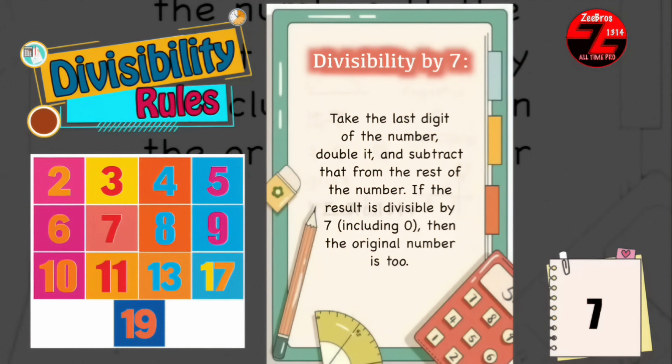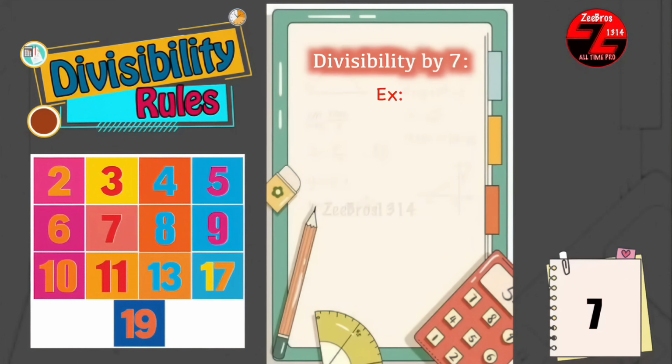Take the last digit of the number, double it and subtract that from the rest of the number. If the result is divisible by 7, then the original number is also divisible by 7. Let's take an example. 203.